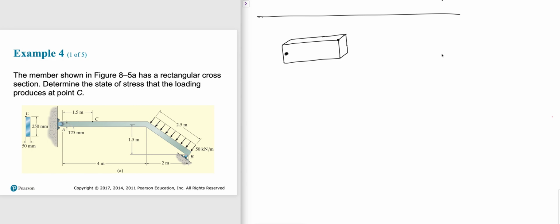At A, you have AX and AY, right? What happens at C? At the centroid of the cross section, we have normal, we have shear force, and we have moment. And this is the point C. And how much is this according to the given picture? You have to understand the given picture. That is given as 50 millimeter, and this is given as 250 millimeter.